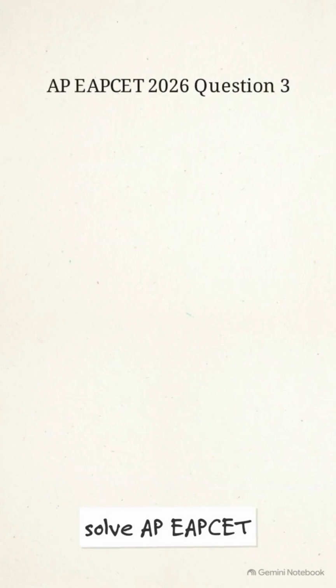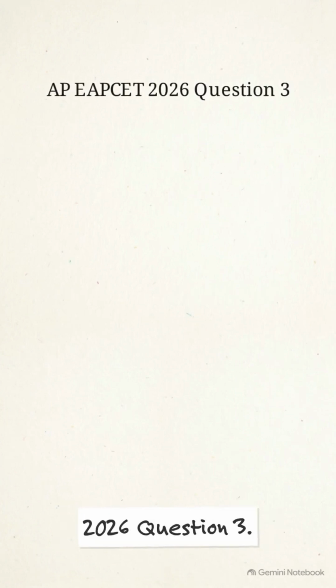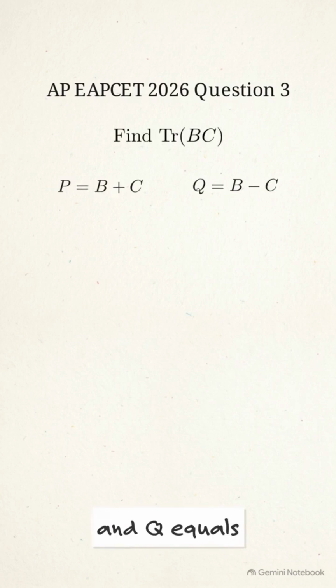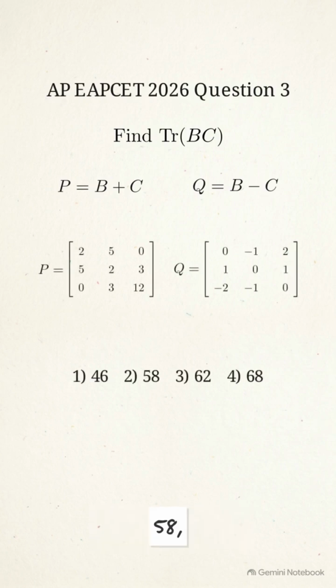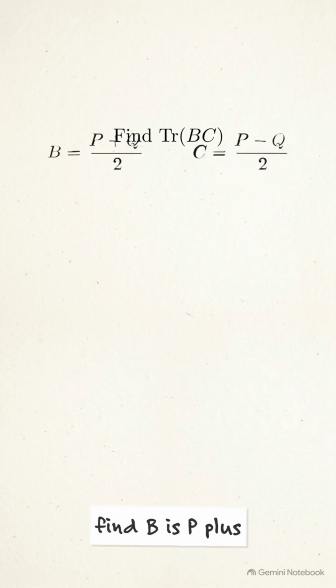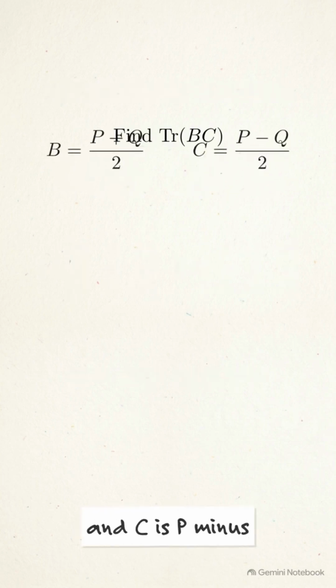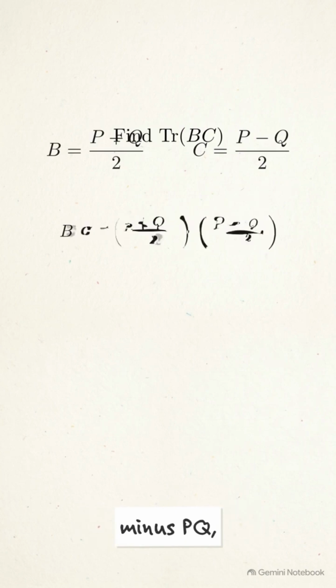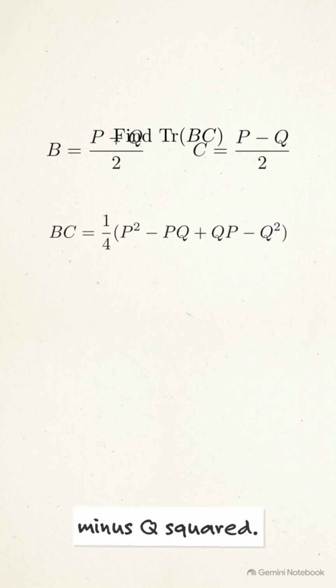Let's solve AP EAPCET 2026 question 3. If P equals B plus C and Q equals B minus C, find the trace of BC. The given options are 46, 58, 62, and 68. First, rearrange to find B is P plus Q over 2 and C is P minus Q over 2. Multiplying them yields 1/4 times P squared minus PQ plus QP minus Q squared.